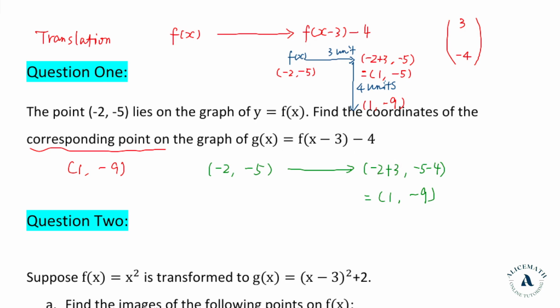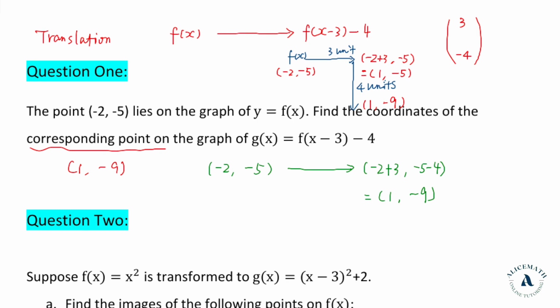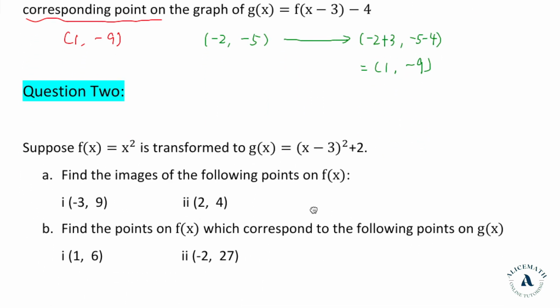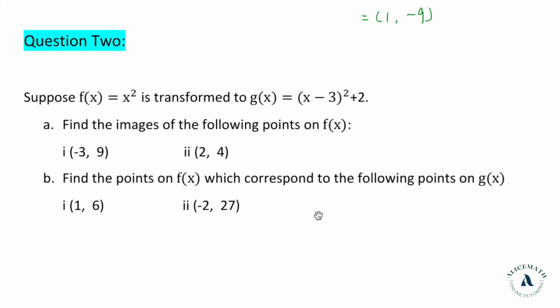Okay, so this is the first question. Now let's move on to the second question. Suppose f(x) equals x squared. This is a parabola. It's transformed to g(x). So we can rewrite g(x) in terms of f(x). So it's f, replace x with x minus 3. So it's x minus 3. And then add the constant at the end, plus 2.